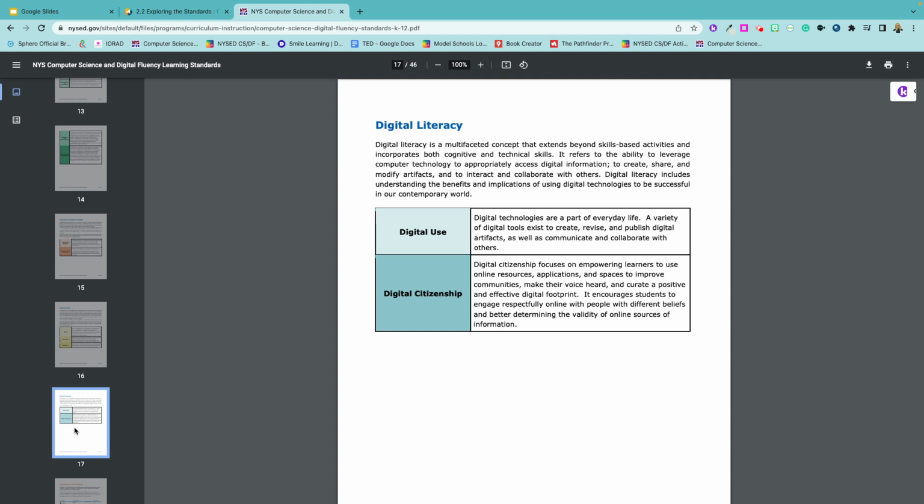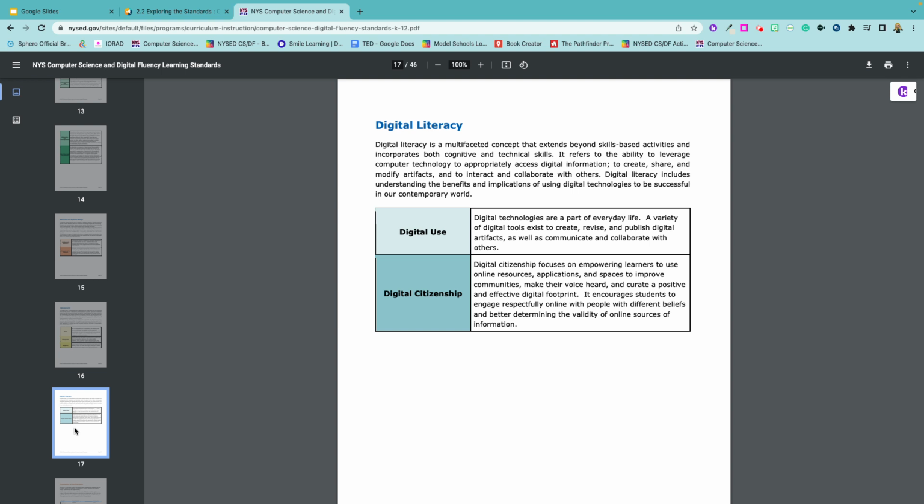Finally, we have digital literacy, and this is really thinking about our skills and what we're able to do as soon as we touch technology. We're understanding the benefits and the implications of using digital technologies and thinking about how we process and use digital information to create, share, and modify. This is broken down into two sub-concept areas. The first being digital use, thinking about using tech tools, and then finally digital citizenship, thinking about how we can empower our users to use online resources in a positive way and be able to make sure that we're respecting other people online and thinking about the validity of the resources that we find when we're on the internet.